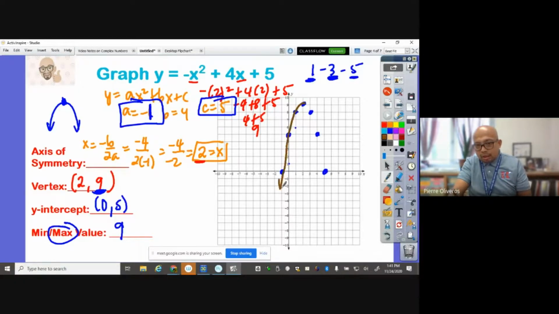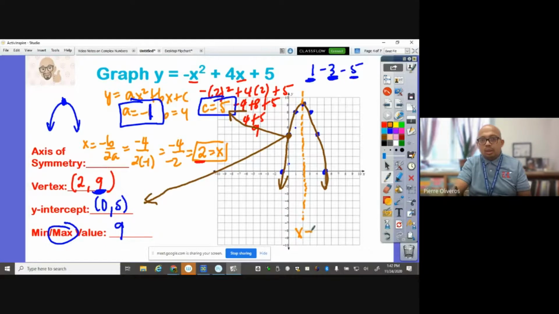If you notice, the graph crossed the y-axis. What is the y value there? That is 5. And look at our answer on the y-intercept, 0 comma 5, which we got from the c there. And then draw a dotted line that goes through the vertex that cuts the parabola into equal parts, and that's your axis of symmetry, which in this problem is x equal to 2.